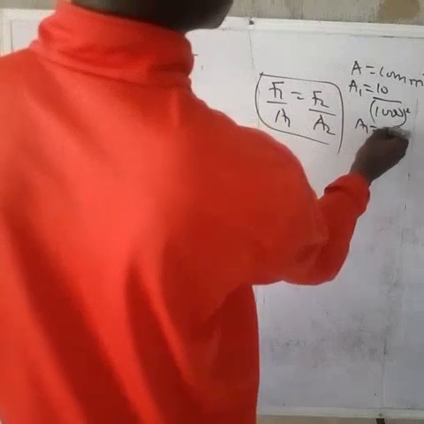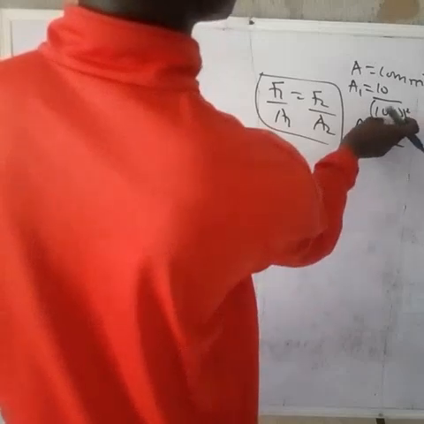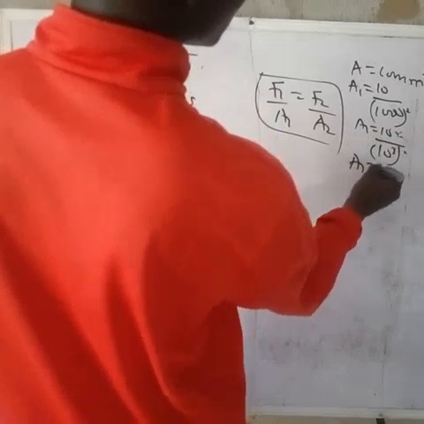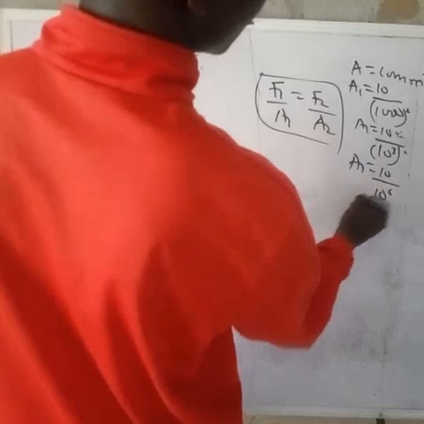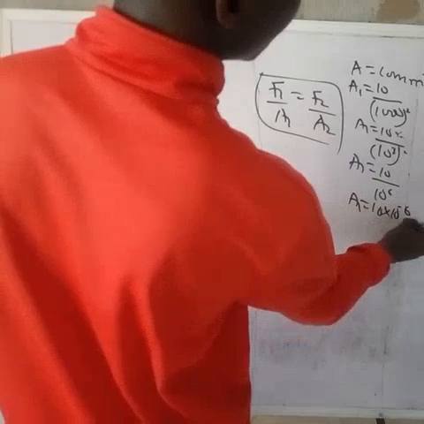So you have A1 is equal to 10 multiplied by 10 divided by 10 raised to power 3, then all raised to power 2. Then A1 is going to be 10 over 10 raised to power 6, so A1 is going to be 10 multiplied by 10 exponential minus 6, then all in meter square.